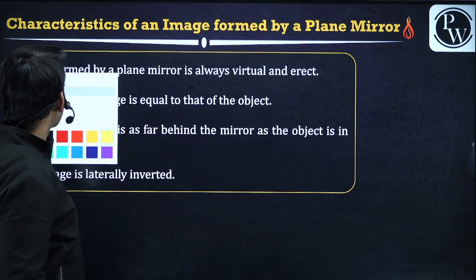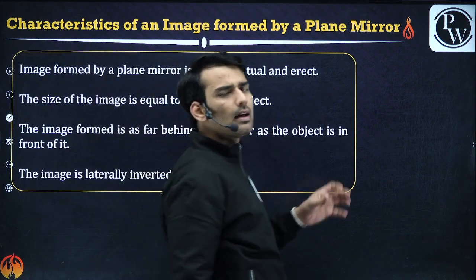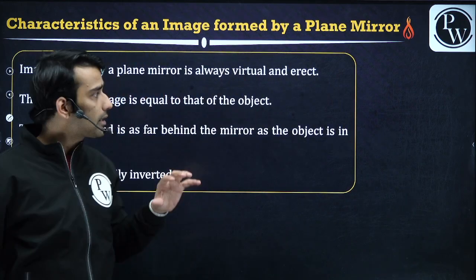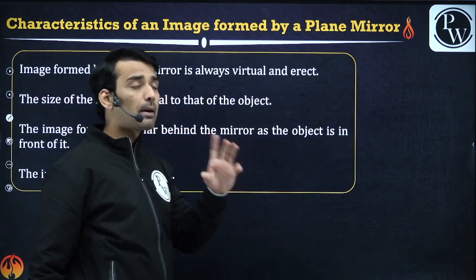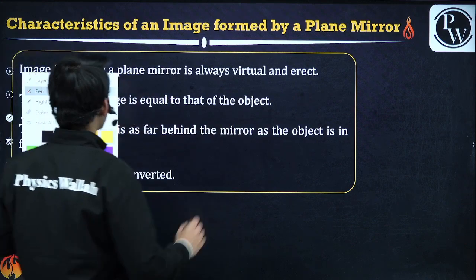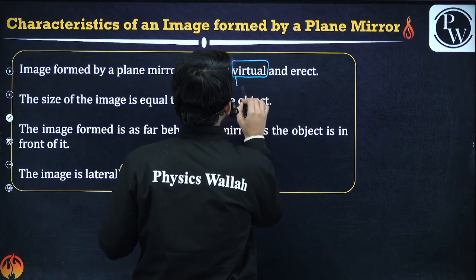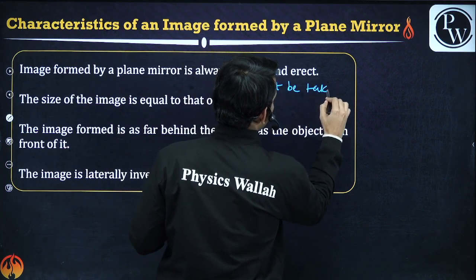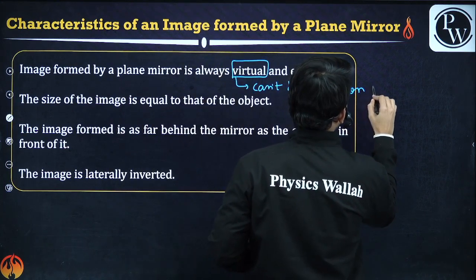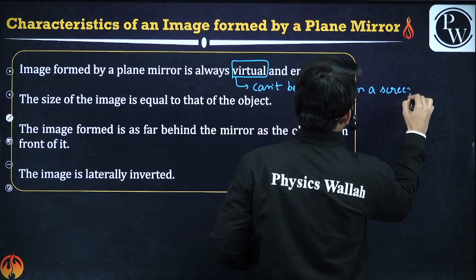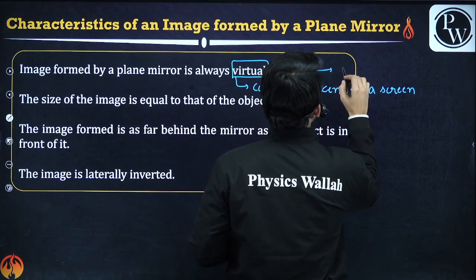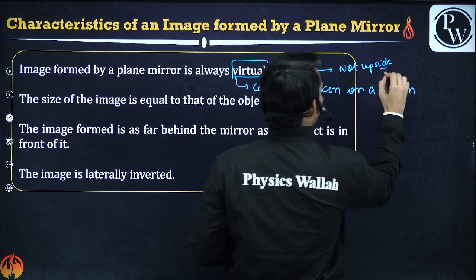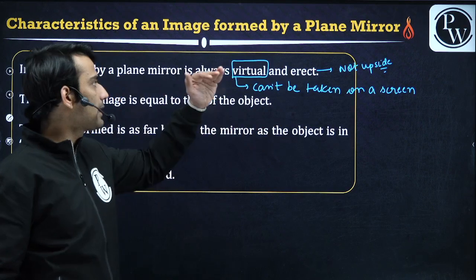Now, what are the characteristics of the image formed by a plane mirror? A plane mirror is the simplest object that reflects light rays. So what are the various characteristics of the image formed by the plane mirror? First is, the image is virtual and erect. What do you mean by virtual? Virtual means the image cannot be taken on a screen, and it is erect. Erect means not upside down. The top of the head is the same as the top of the image, right?